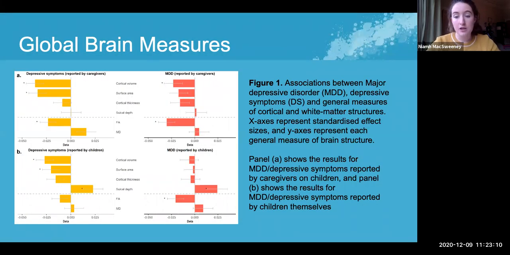symptoms reported by children. So in terms of the global brain measures, these findings are similar to that which we see in the adult literature. In the adult literature, the research has demonstrated that there are lower cortical volumes associated with depression as well as lower FA. And as I'll discuss later on, we do see this notable difference between the adult literature and the adolescent literature in terms of the reduced surface area. That's something that we don't see in adult MDD. In fact, we see a reduction in cortical thickness, which isn't present in the current sample of adolescents.